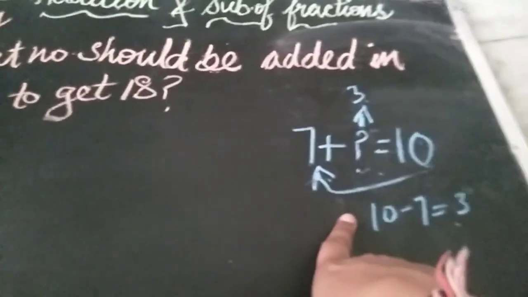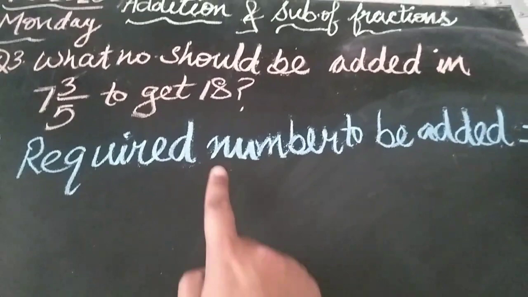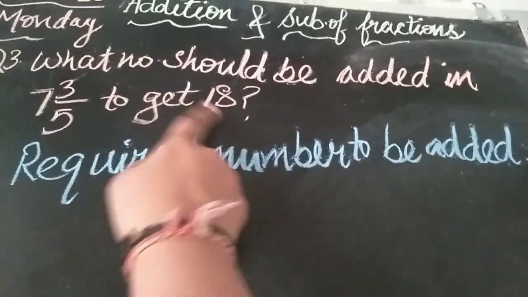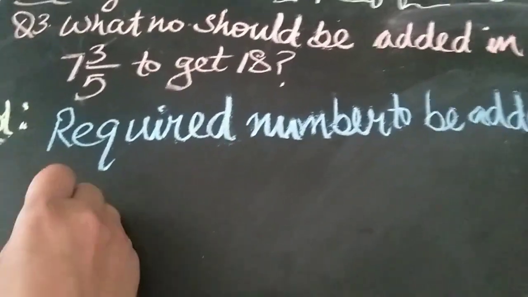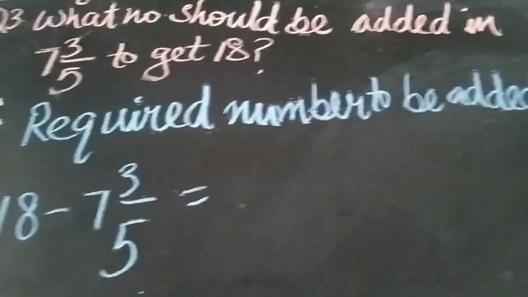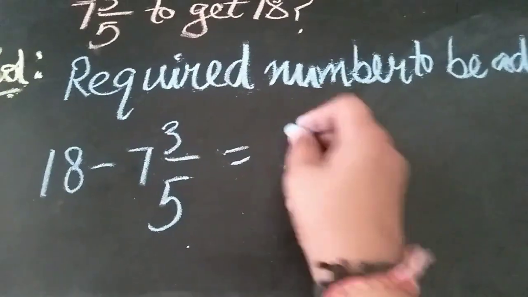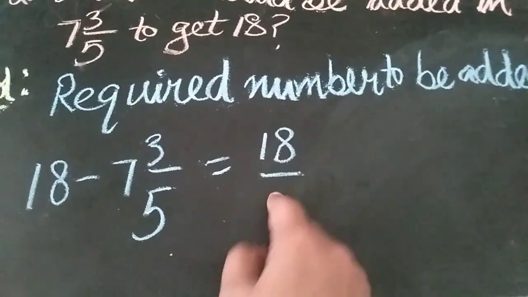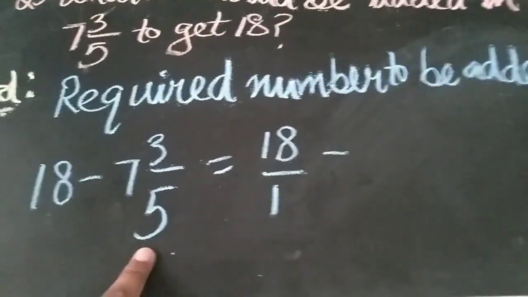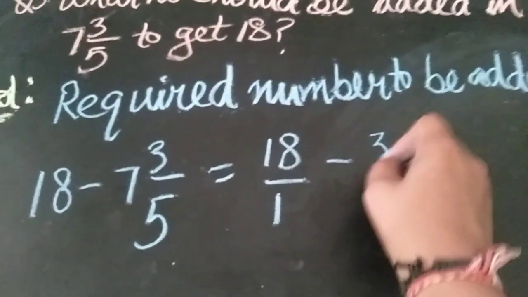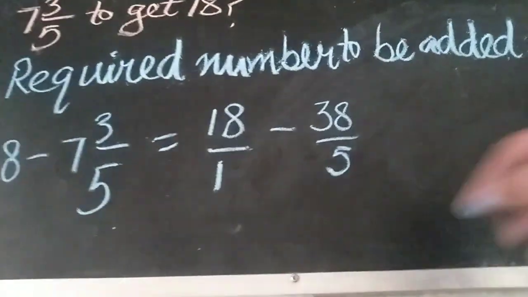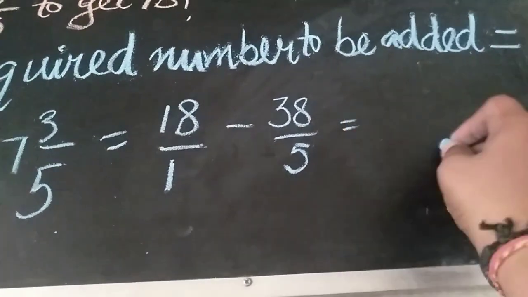Similarly we will do it for the required number to be added. How will you find it? By subtraction. So 18 minus 7 3/5. Here 18 has denominator 1. Here 7 times 5 is 35, 35 plus 3 is 38 by 5.